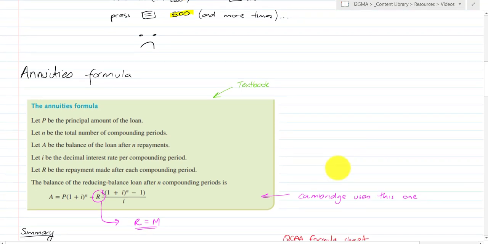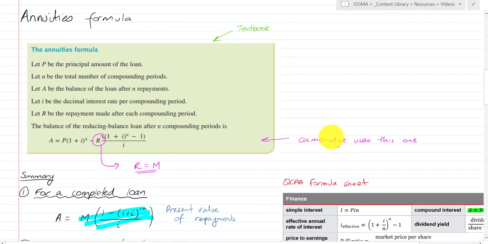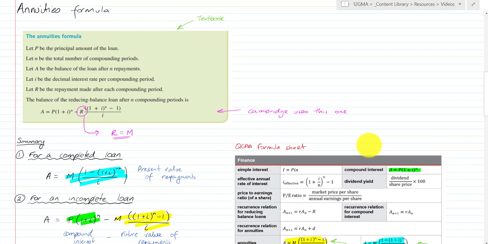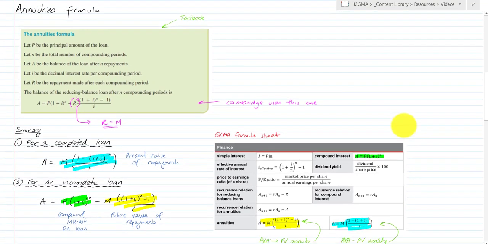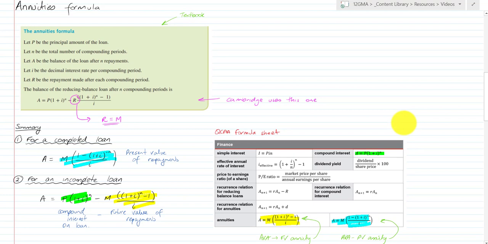Here's the annuities formula. This is what you get in your textbook, which varies slightly from what you get in the QCAA formula sheet. So I really want to bring these two things together if I can. So in the textbook you're presented this formula here, and they really use it. It's quite a robust formula. I quite like it. It's just a variation of the other formula from the formula sheet.